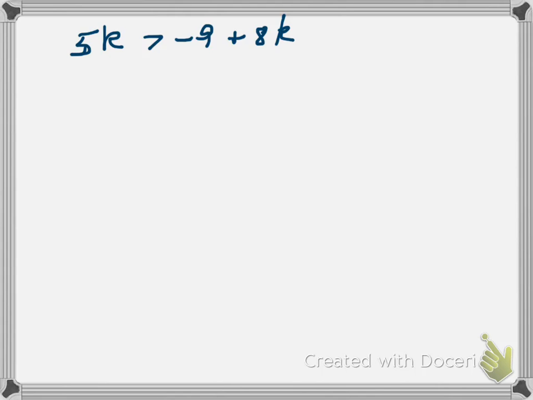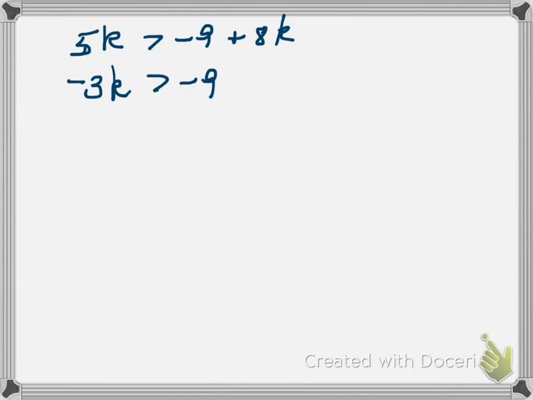To solve this, you have a number of choices, but no matter what you do, you have to move all the variables to one side, all the constants to the other. Be really careful about multiplying and dividing by a negative. So let's move the 8k to the left. We're going to subtract 8k from the right, and we'll subtract 8k from the left. So 5k minus 8k is negative 3k. And we have just negative 9 on the right.